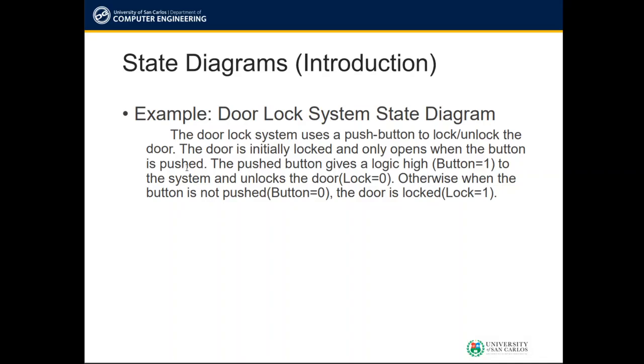So that's the characteristic of your door lock system. When the push button gives logic high, or button equals 1, to the system, it unlocks the door, which is lock equals 0. Otherwise, when the button is not pushed, so button is 0, the door is locked, so lock is equal to 1.